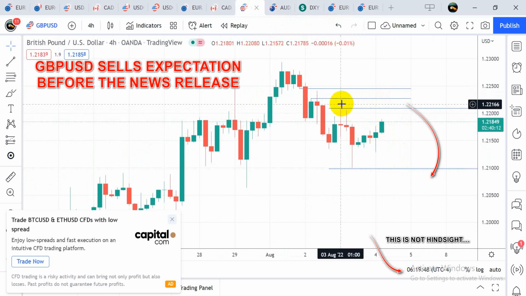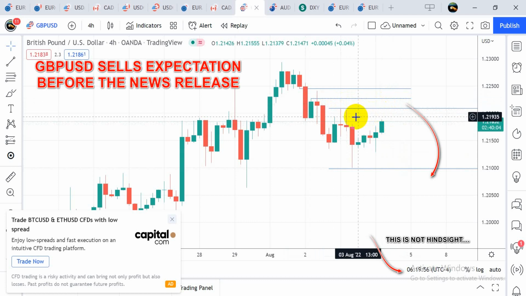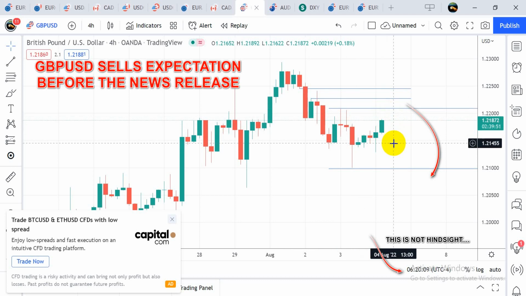But this is my best expectation here, for price to take out yesterday's high. And guess what, guys? It's almost time for the interest rates news release that's coming up. Because I expect a massive sell-off in GBP USD, note what I am saying: I am expecting a massive sell-off in GBP USD.